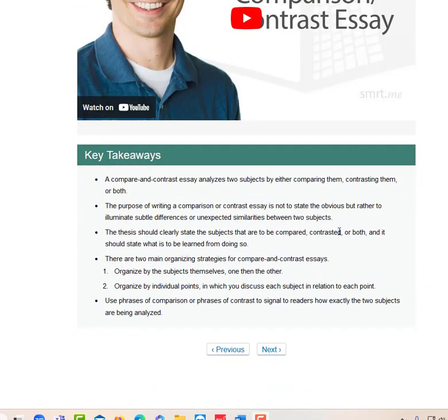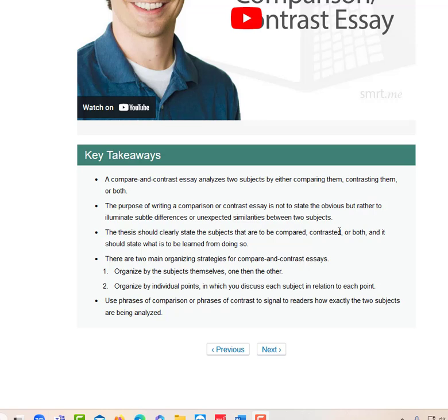A compare-contrast essay analyzes two subjects by either comparing them or contrasting them, or both. The purpose of writing a compare or contrast essay is not to state the obvious, but rather to illuminate subtle differences or unexpected similarities between two subjects. The thesis should clearly state the subjects that are to be compared, contrasted, or both, and it should state what is to be learned from doing so.